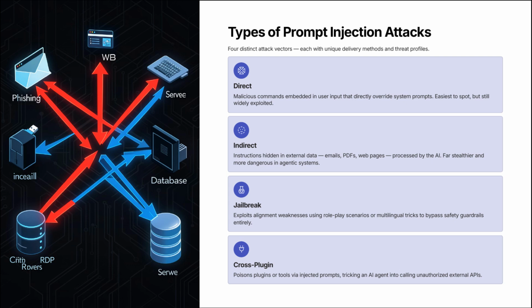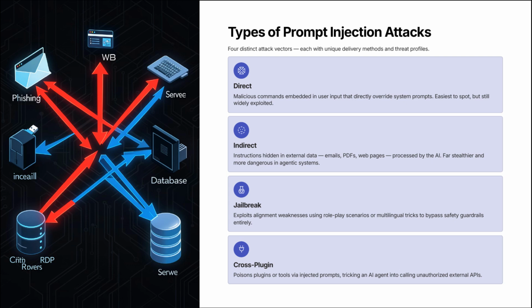Indirect prompt injection is more subtle. In this case, the harmful instructions are hidden inside external content such as emails, PDFs, or web pages that the AI reads as part of its task. This makes the attack much harder to notice, especially when the model is connected to tools or workflows that automatically process outside data. Jailbreak attacks focus on bypassing safety controls.